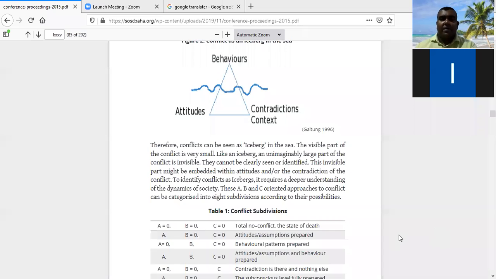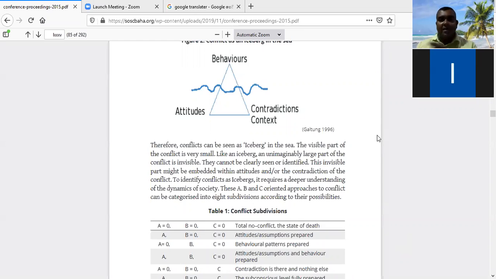Wait one minute. Can you see the screen now? Lakni? Aruni? Yes, sir, we can see.